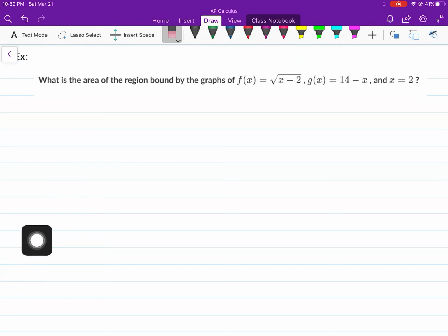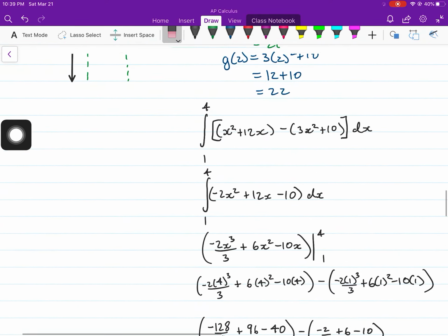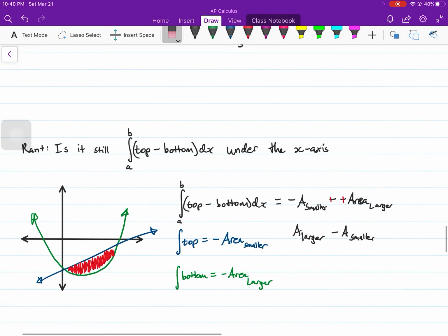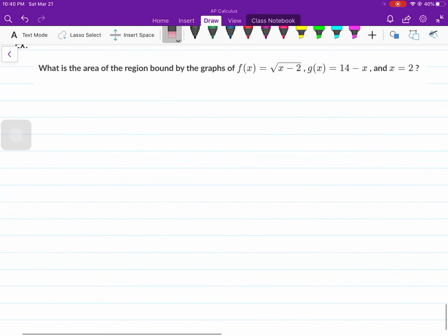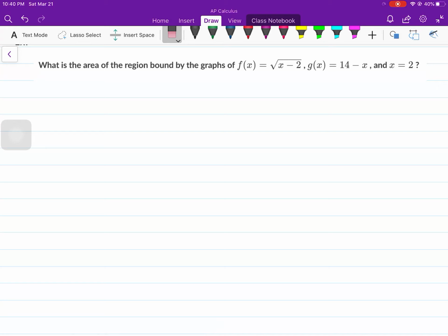Alright guys, so here's another example. What is the area of the region bound by the graphs of f of x equals the square root of x minus 2 and g of x equals 14 minus x? And they gave us one of our bounds, x equals 2, which is kind of nice. Remember earlier they did give us the two bounds. Here they're only given one. But we can solve for the other by setting them equal to each other.